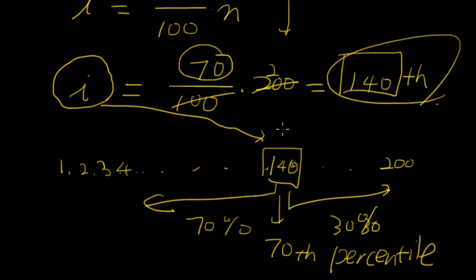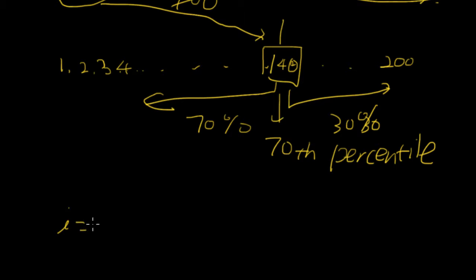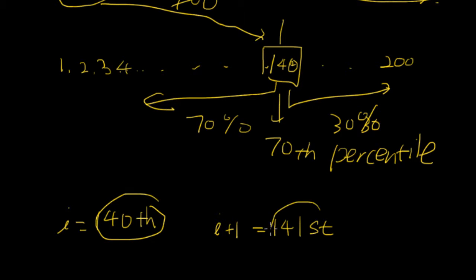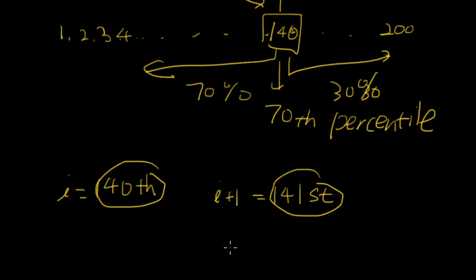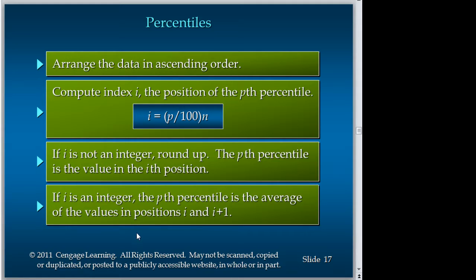Well, i being, in our case, 140, we also have to do i plus 1, which is 141. So the 140th data point and the 141st data point, you add these two data points and then find the average of it, right? That's what this part is saying.